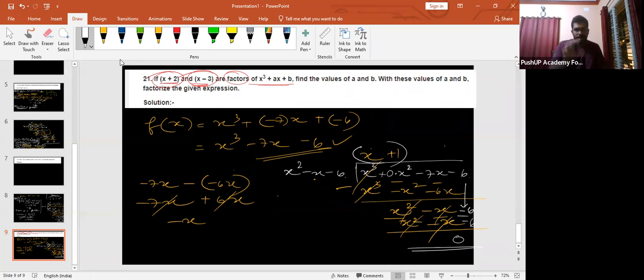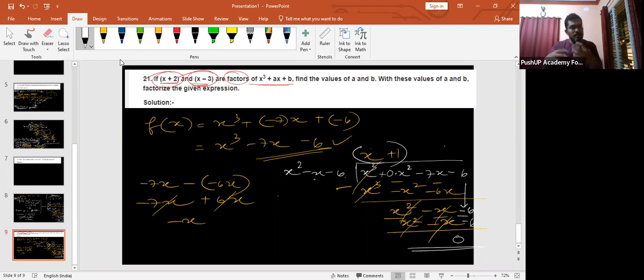Okay. I know those who have solved this, what they must have done. They must have taken the polynomial divided by either x plus 2 or x minus 3. They would have again got a quadratic expression. Then they would have applied a middle term split method and then found the remaining factor. Isn't it? So children, that is also an acceptable method. Please go with it if you are comfortable. But this is also a very easy method.